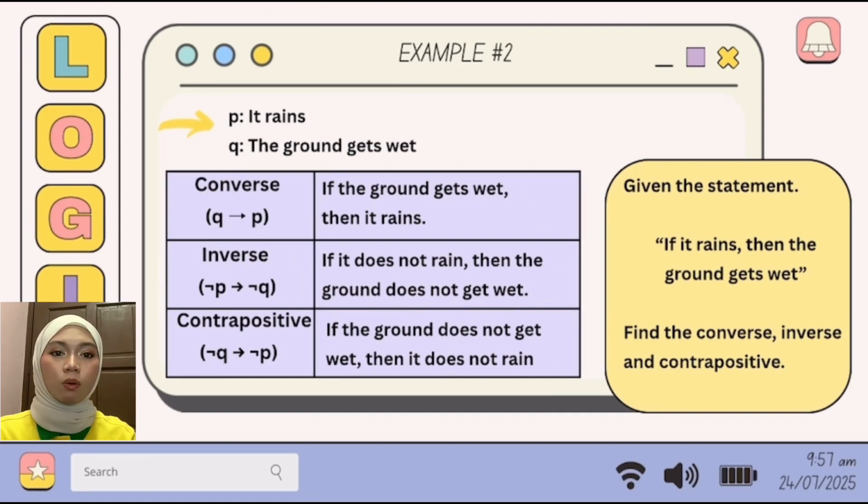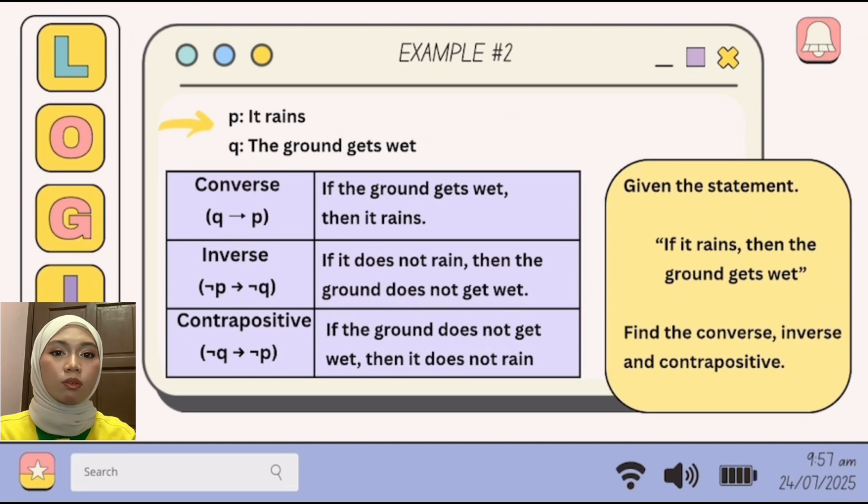Alright, now I will continue with example 2. Here, we are given the statement, if it's raining then the ground gets wet. For this statement, P is it's raining and Q is the ground gets wet. First, let's look at the converse. To form the converse, we switch P and Q. So the converse is if the ground gets wet, then it's raining.